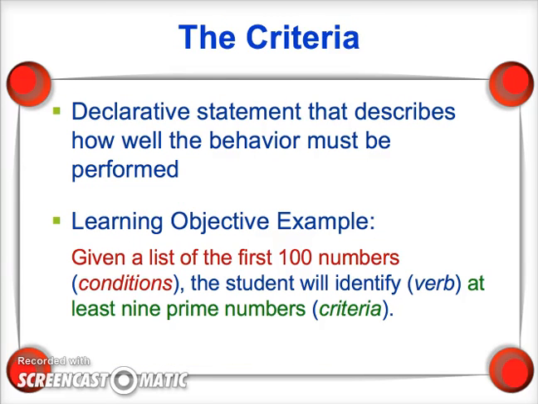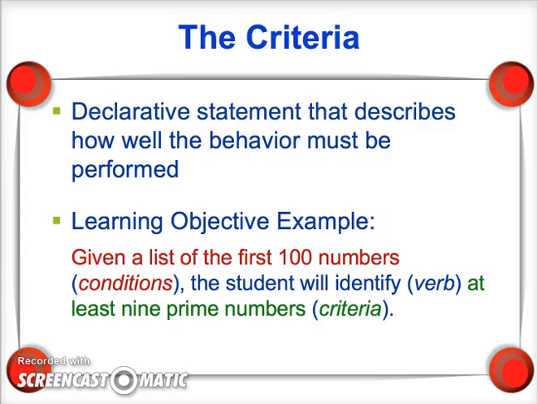The last thing is criteria. This is the last part, and this is the assessment piece. It's the declarative statement that describes how well the behavior must be performed. So it gives us a clue on how you're going to assess it, but also how well the students will do. Will they get them all right? Will they get 100%? Or will they do something else, the criteria that you've set?